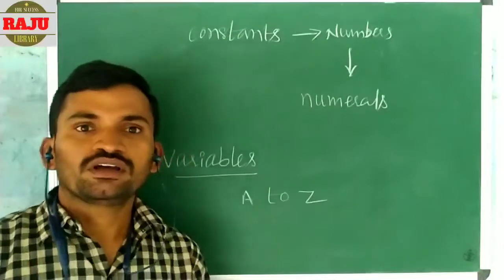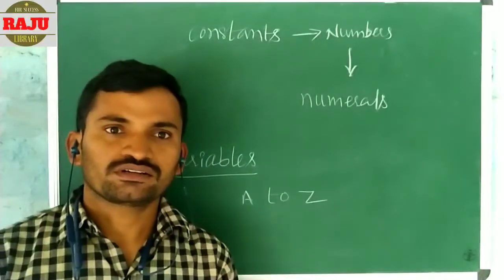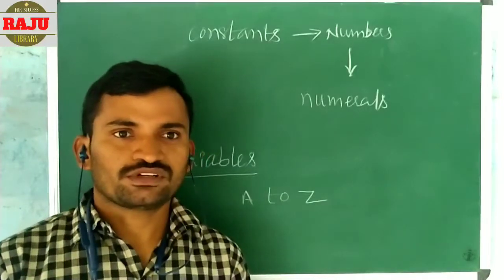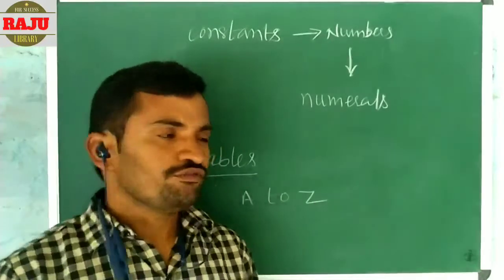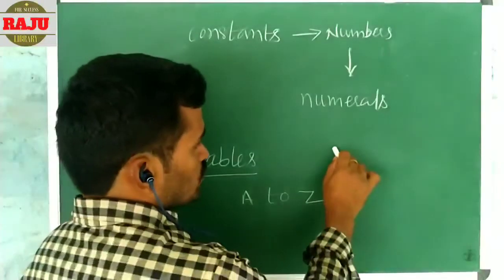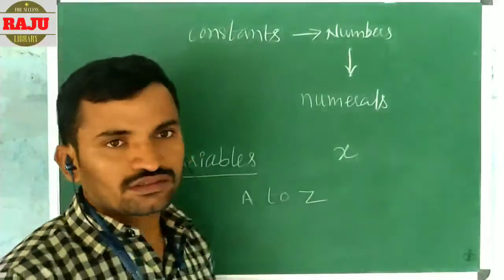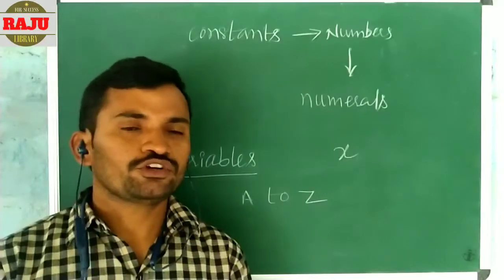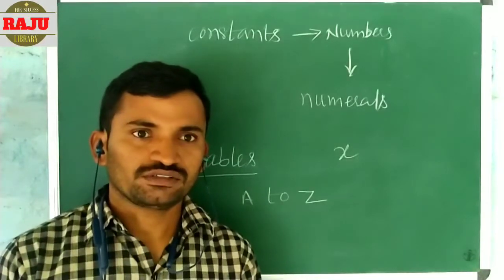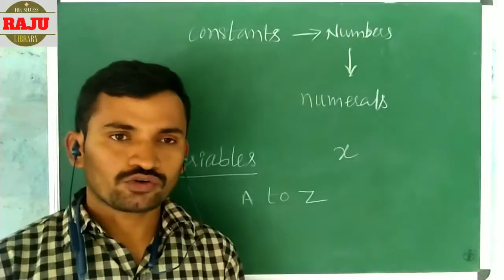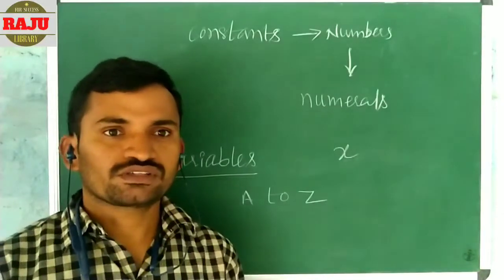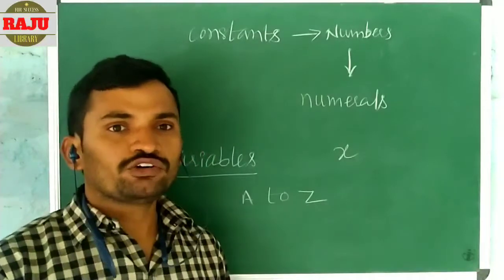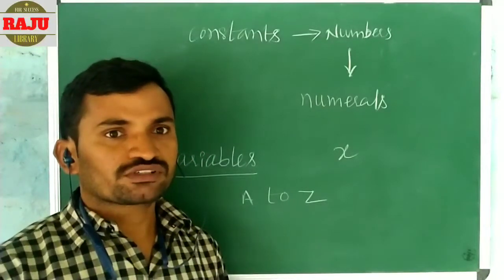For example, some students are absent in the classroom. Today some students are absent. How many students? If you don't know, in that place we can use x students. So x students are absent, because we don't know how many members are absent. So here it is unknown. In the place of unknown values, we can use variables. So for unknown values, we are using variables.